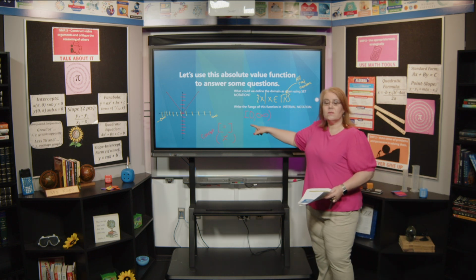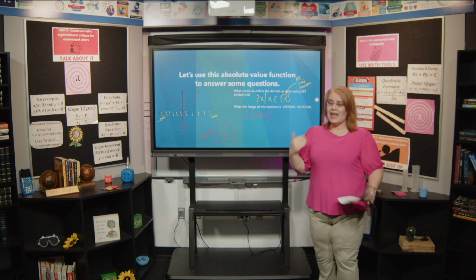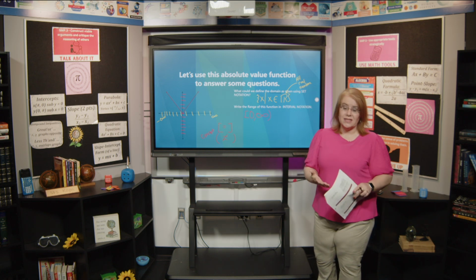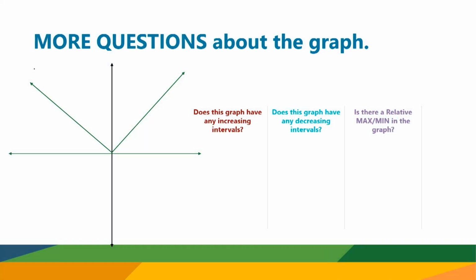So when I use my brackets, it can equal it. When I use my parentheses, it can't equal. It can only go towards the concept. Those were some good questions. So let's look and see what else we got. More questions about the graph.